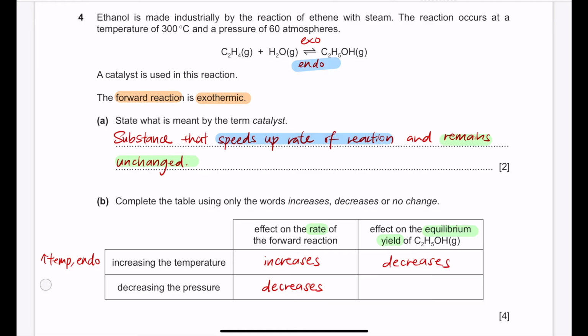Okay, next one, how about decreasing the pressure? So remember, when the pressure decreases, it favors the side with higher moles. Okay, so which side with greater moles? So we check. You see left hand side, 1 plus 1, you have 2. Right hand side, 1. So which side with greater moles? 2 is greater than 1. You see 2 is on the left hand side. So same thing, position shifts to the left. So when position shifts to the left, the yield decreases.